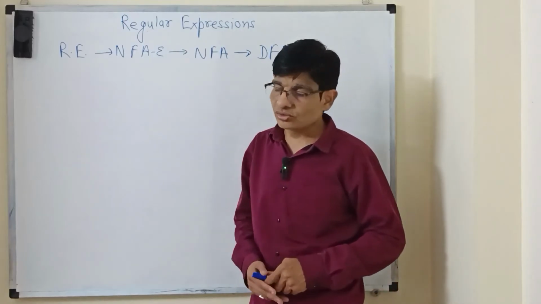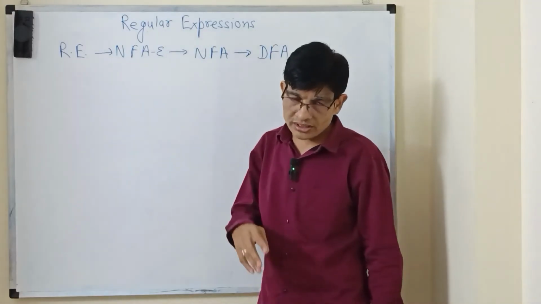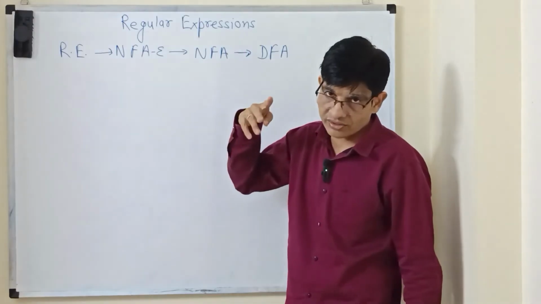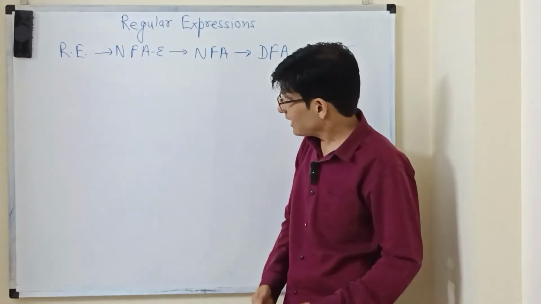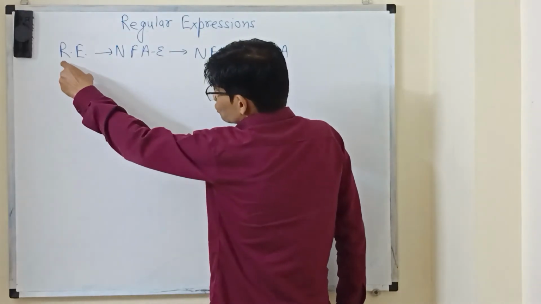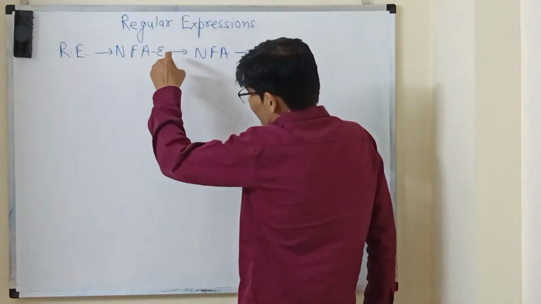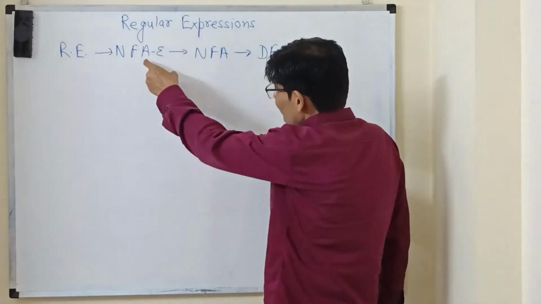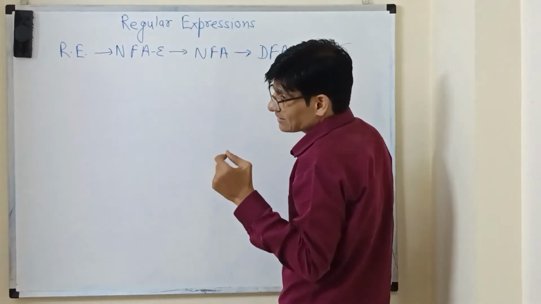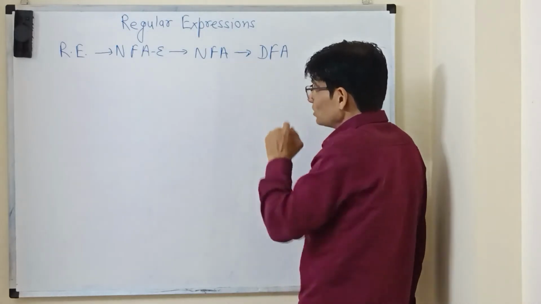Hello friends, so today's topic is regular expression to DFA conversion. Now in this video we are going to discuss the longer method of conversion of regular expression into DFA, and this particular process is performed in this manner. First, the regular expression is converted into an NFA with epsilon move, and then the NFA with epsilon move is converted to an NFA without epsilon, or you can say simply NFA, and then finally the NFA is converted to DFA.